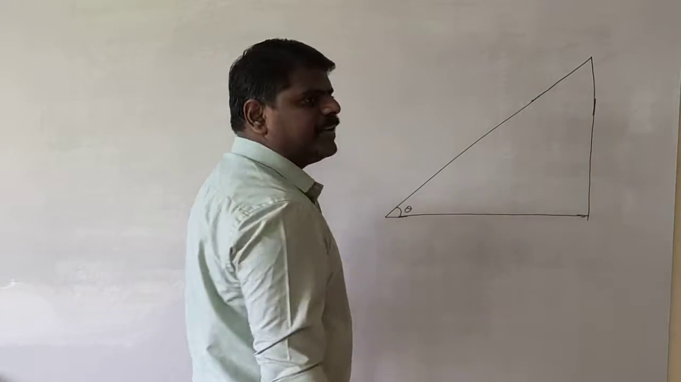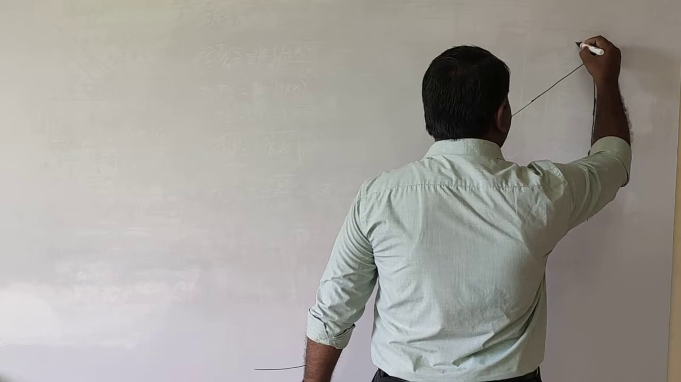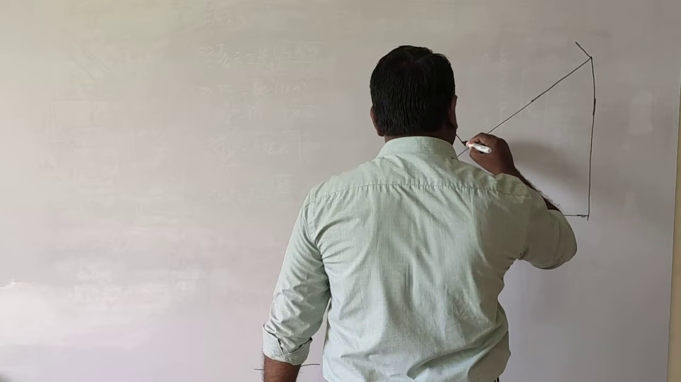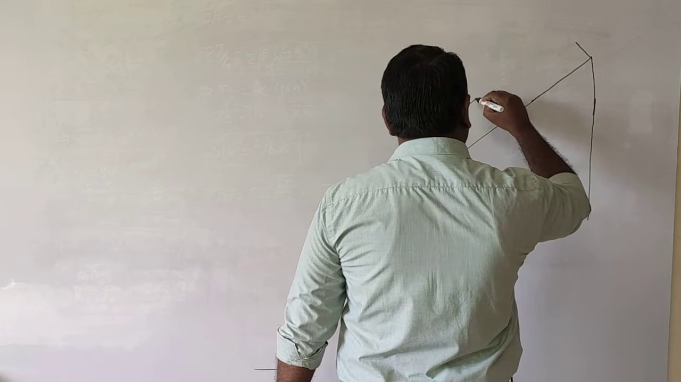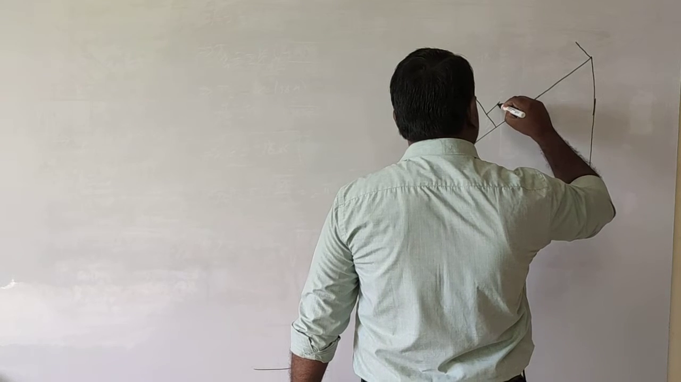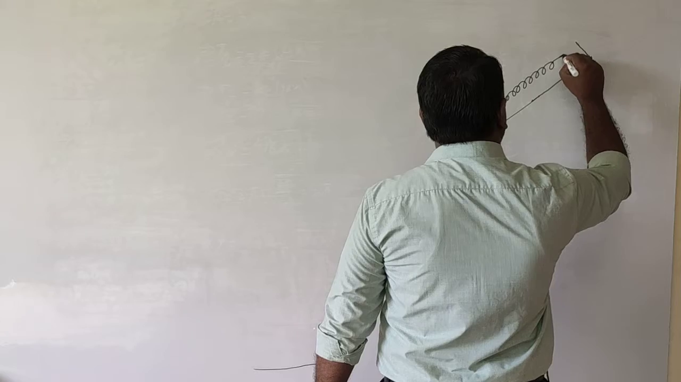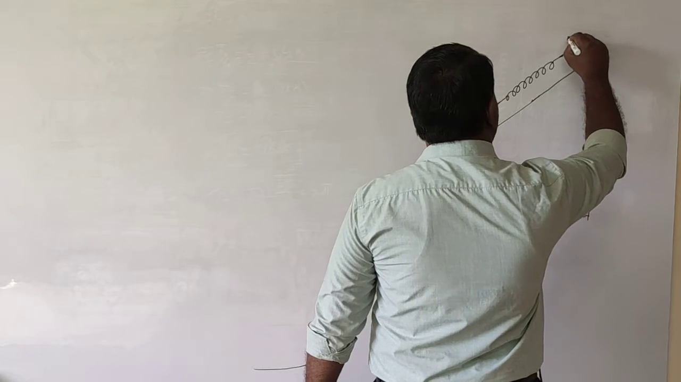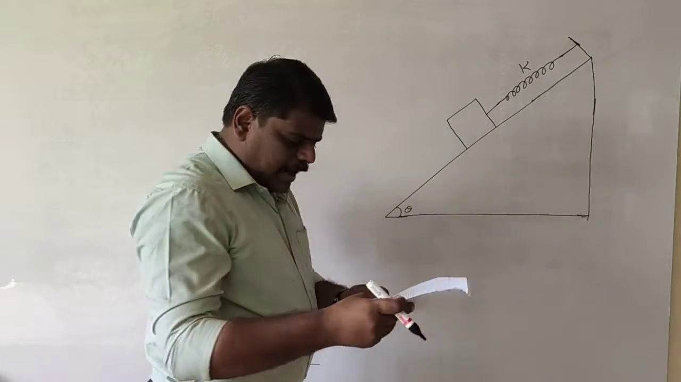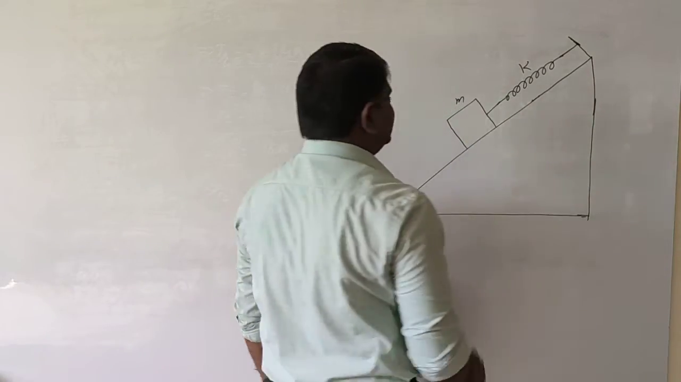This one will be fixed here, and at this place a rod is fixed, and here a mass is suspended. It is freely sliding here. This is a mass, and to this a spring is connected. The spring constant is given as k, and the mass of the object is given as m.